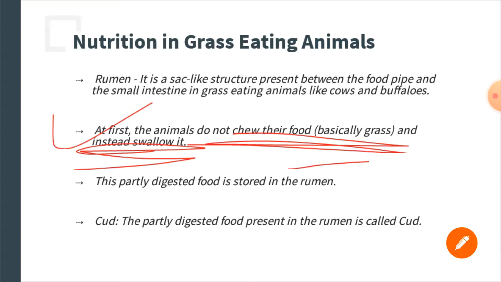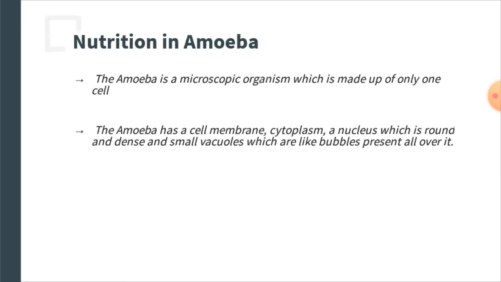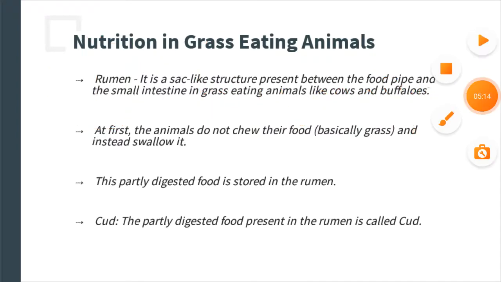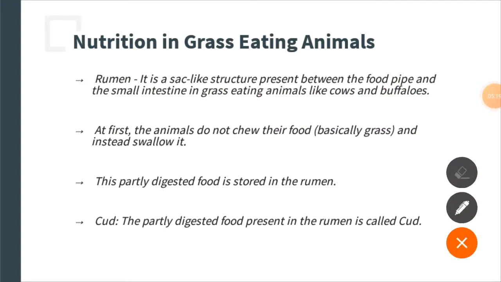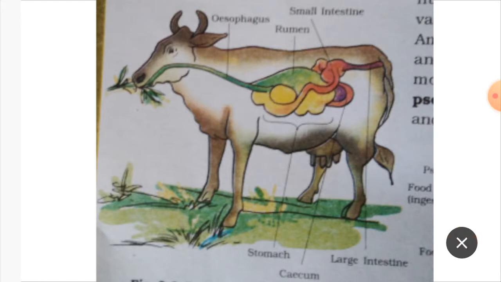After swallowing, the grass goes to the first stomach, which is the rumen. So they quickly swallow the grass, and they store it in the first chamber, or you could say the first stomach, which is the rumen. They eat the grass and store it in the rumen.